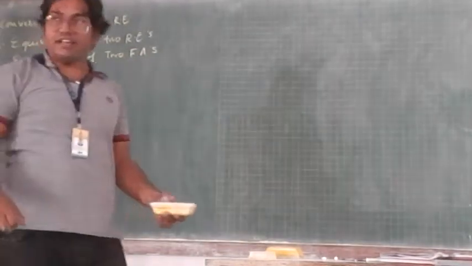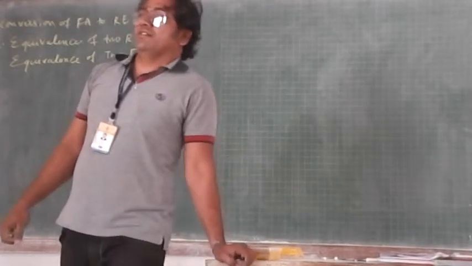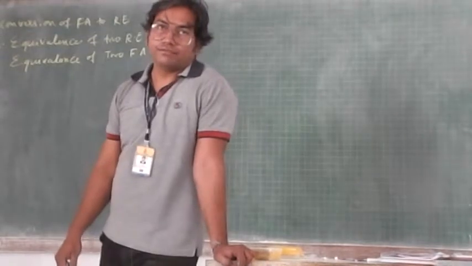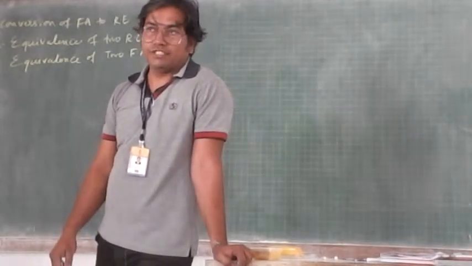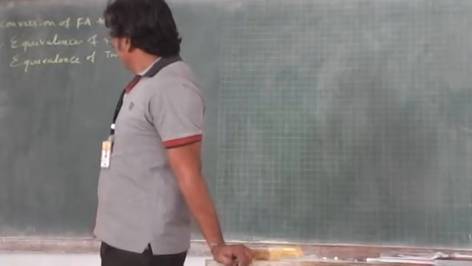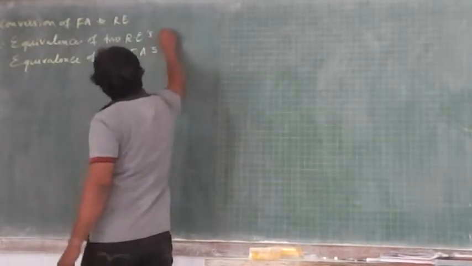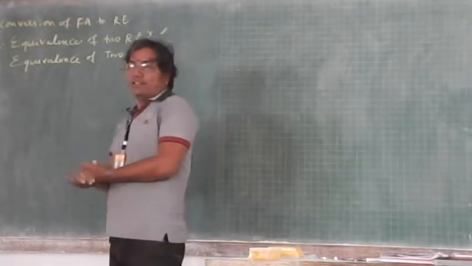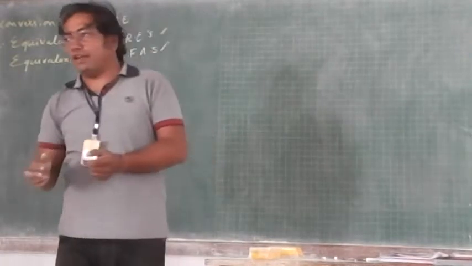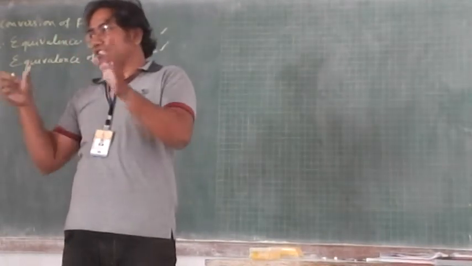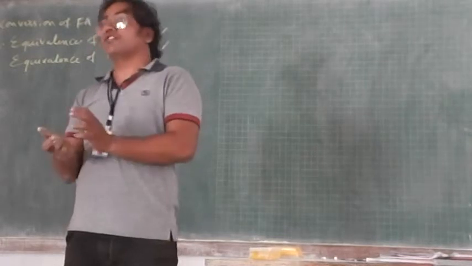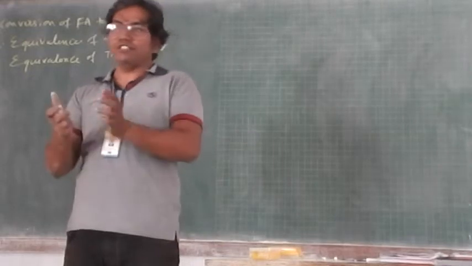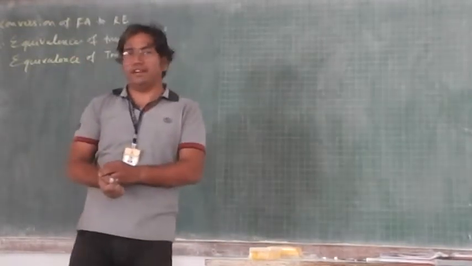As per the discussion yesterday, we have seen already how to convert a finite automata to a regular expression. One problem today we will see. Additionally, second and third, these are the two new points today, where we will check the equivalence of two regular expressions. If you are given two regular expressions, how can you say that these two regular expressions are equal or not equal? Similarly, if you are given two finite automata, how do you say that they are equivalent?